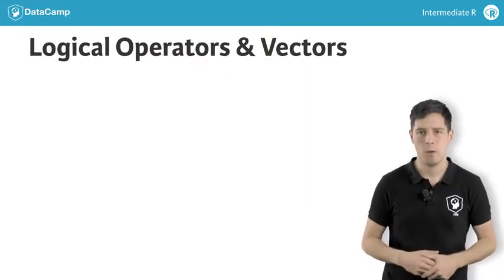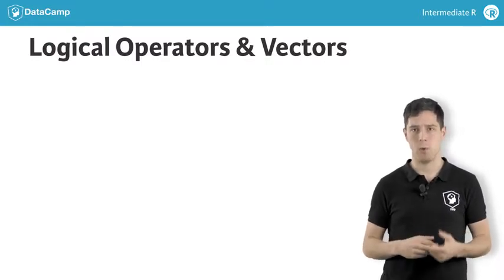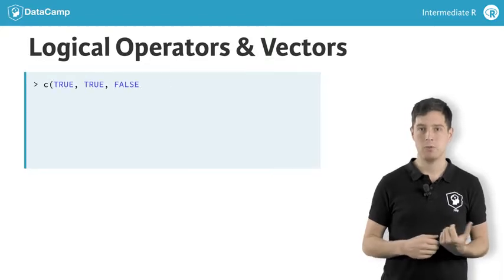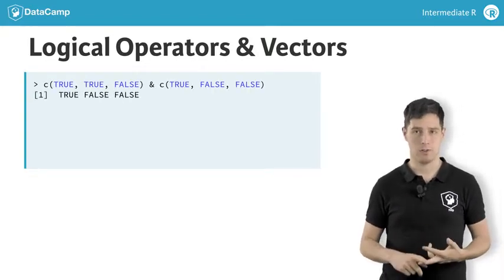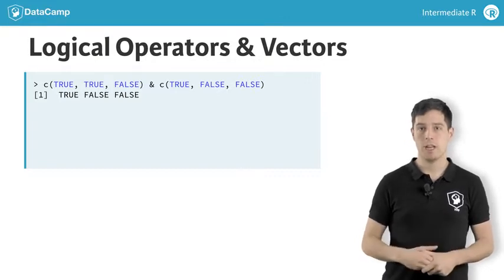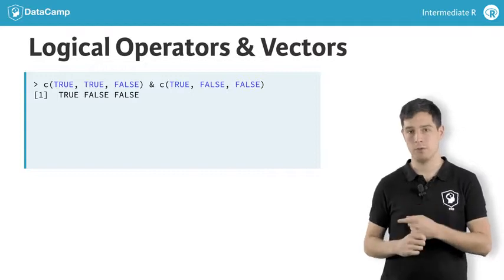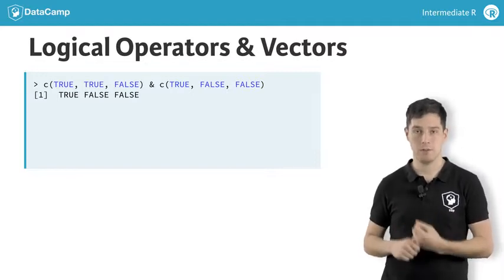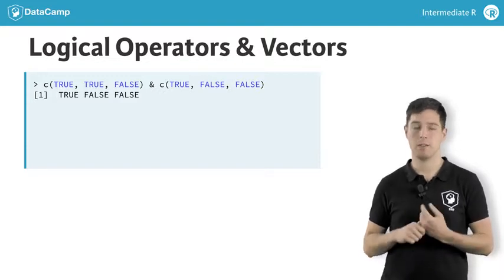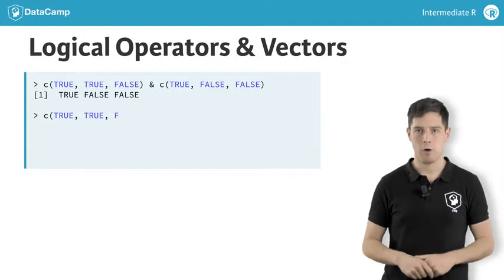Now, how do logical operators work with vectors and matrices? Well, just as relational operators, they perform the operations element-wise. The AND operation on these two vectors results in a vector with the elements true, false, and false. The first elements in both vectors are true, so the first element of the resulting vector contains true. Similarly, for the second elements where true and false result in false, and the third elements where false and false give false.